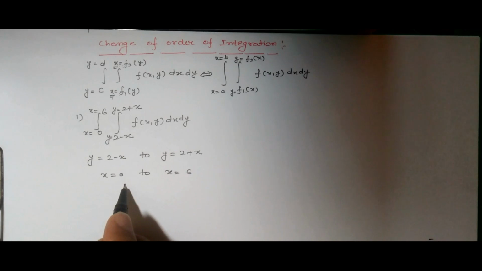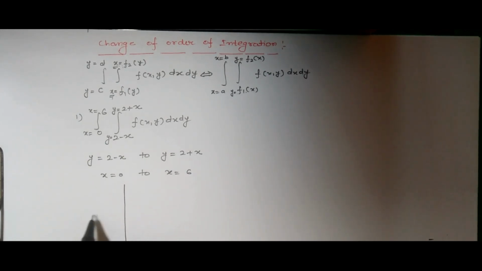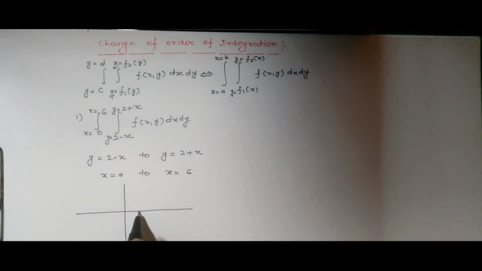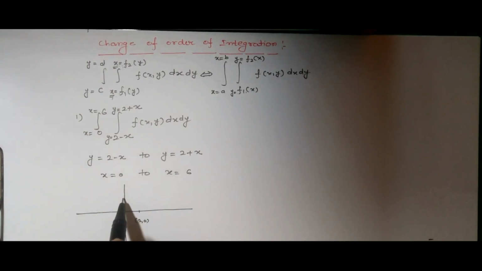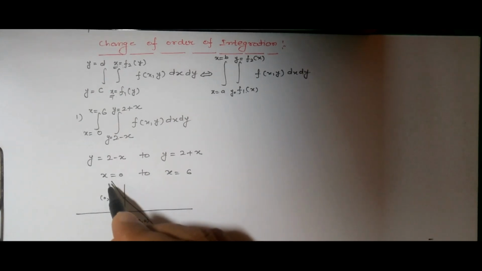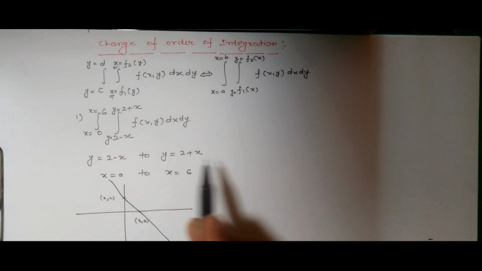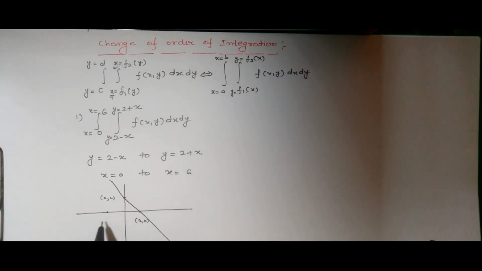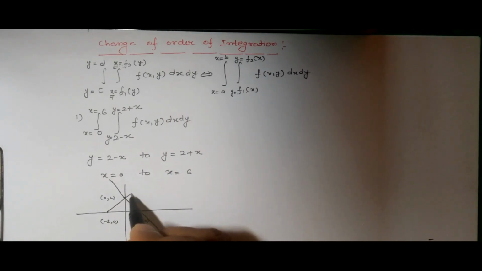Okay, let's plot all four of these. So y equals 2 minus x, where it will cut the x-axis at (2, 0), and it will cut the y-axis at (0, 2). So if I connect these two, I'll be getting this line. And y equals 2 plus x, where it will be cutting the x-axis at (minus 2, 0), and the y-axis at (0, 2).